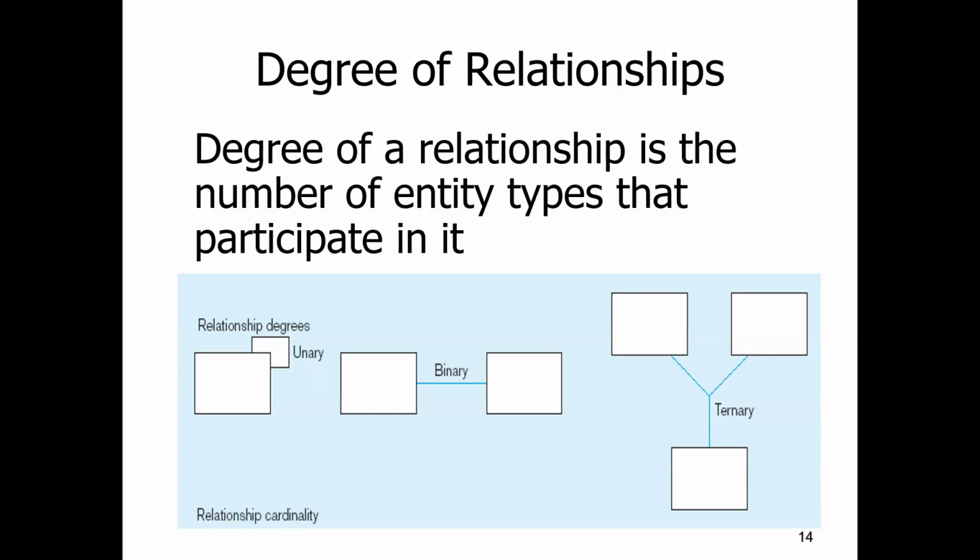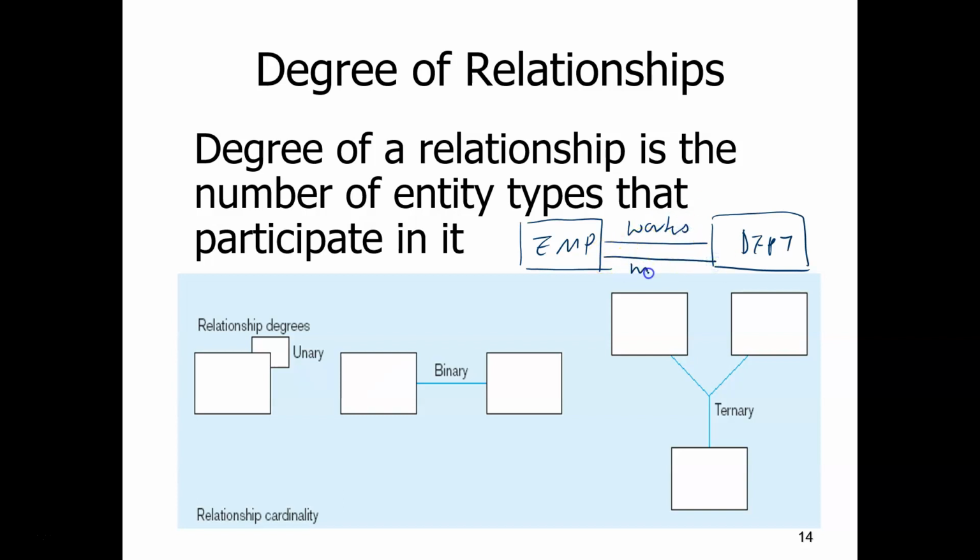For example, one entity is employee and the other entity is department. One relationship between the employee and department is that the employee works at the department. And then the other relationship is the employee manages the department, if the employee is the manager of the department. So as you can see, sometimes between two entity types, you can have multiple relationships.